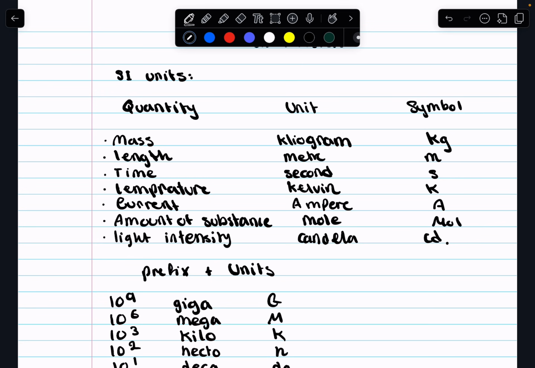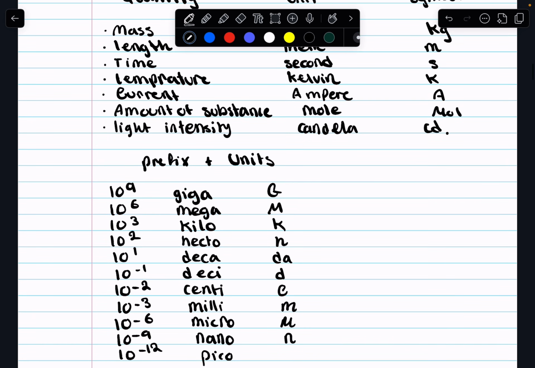So SI units are basically standard units, and we have a few that you need to learn. So it's 8, but then we actually have 9 SI units. So the quantity of mass has a unit of kilogram, symbol is kg. Length is measured in meters, and the symbol is m. Time is second, and the symbol is s. Temperature is Kelvin, not Celsius. So symbol is K, current is ampere, symbol is A, amount of substance is mole, symbol is mol, and light intensity is candela, which is cd. But we don't actually really need to know about this, so don't worry about this.